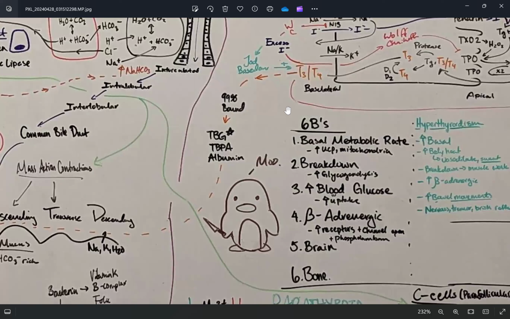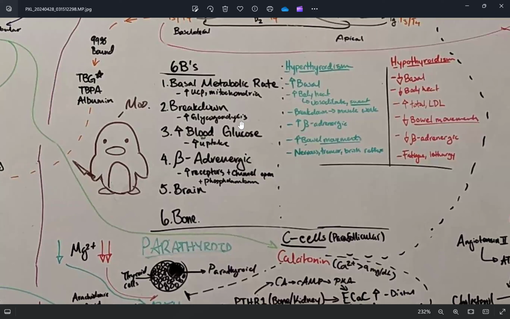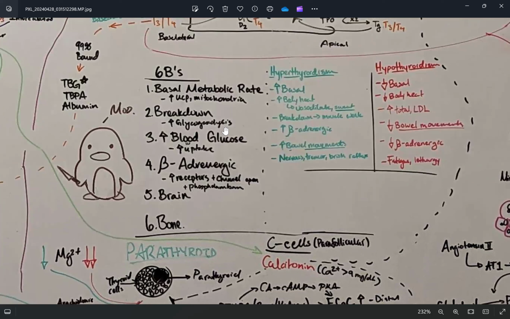Thyroid hormone, some of its effects, you have your 6 Bs: basal metabolic rate, increases UCP and mitochondria, which will increase the heat generation. You have increased breakdown, which is increased glycogenolysis, increased blood glucose, and increased uptake. And then increased beta adrenergic stimulation, because you increase the number of receptors and channels open. And then also increasing phospholamban, which, if you refer to FOM4, increases contractility of your heart. Also affects brain development and function, and then bone development and function as well.